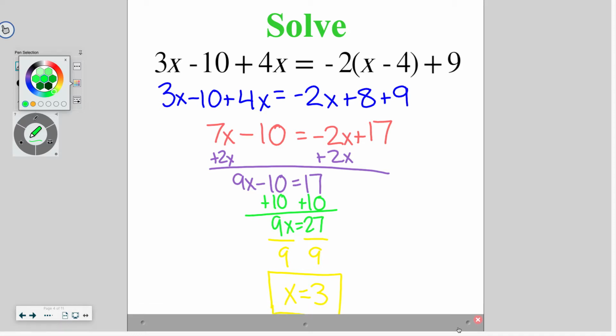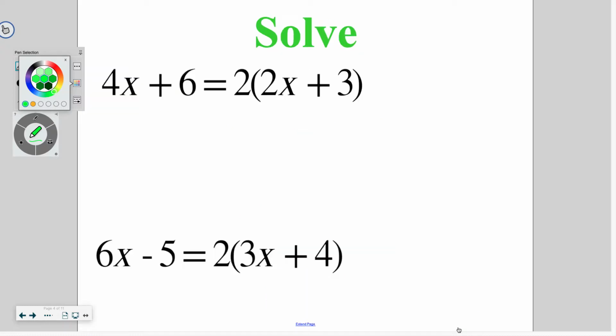Going through and solving, first by distributing, then by combining your like terms, and then using SAD-MEEP, you are going to find that x is equal to 3. A couple other specific types of cases that I want to talk about.